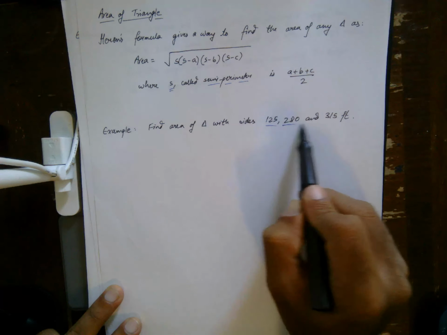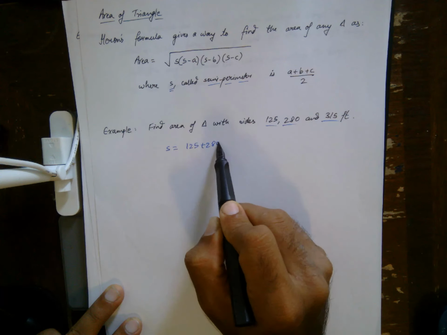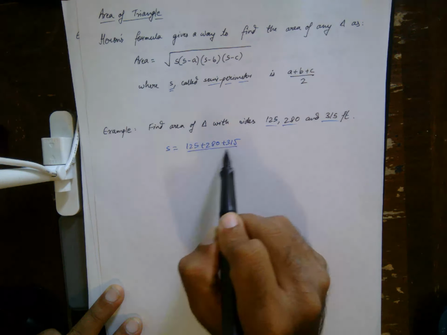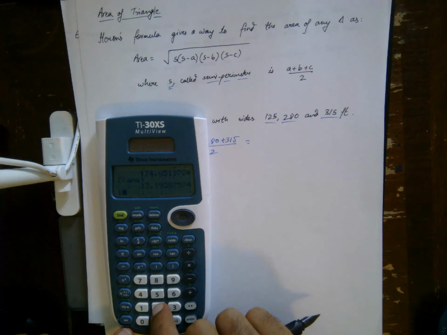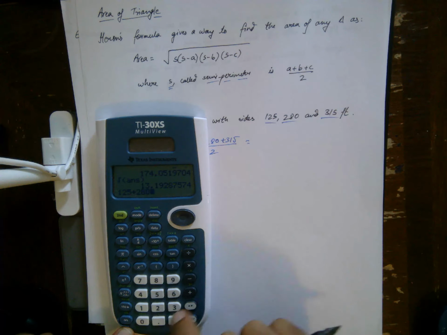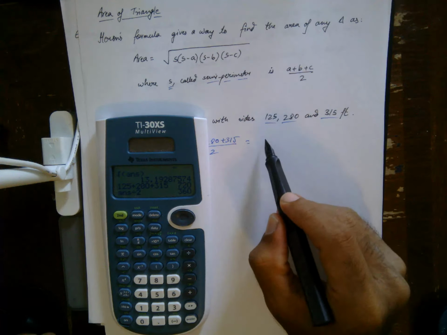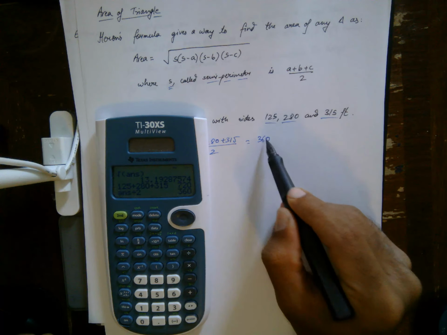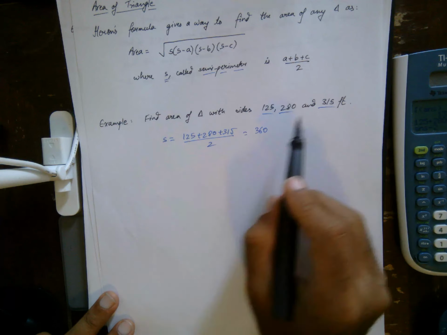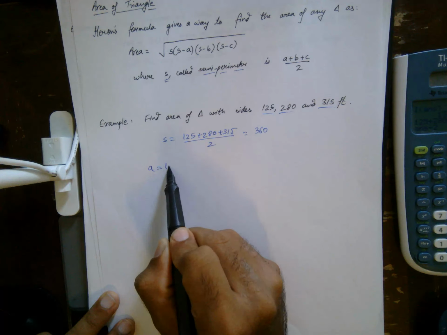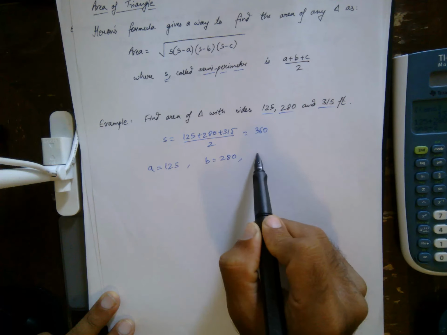The side lengths are given, so s is 125 plus 280 plus 315 over 2. What does that come out to? That comes out to 360. Alright, now let's assign each of these values to a variable. Let's say a is 125, b is 280, and c is 315.